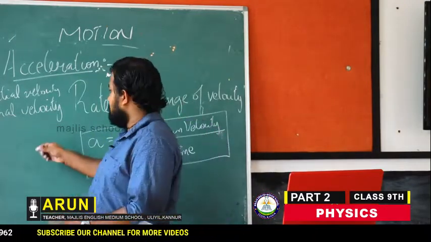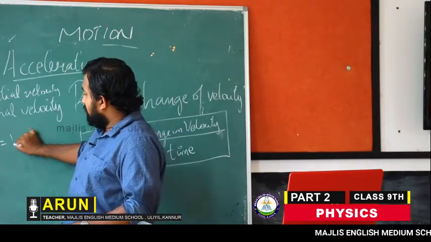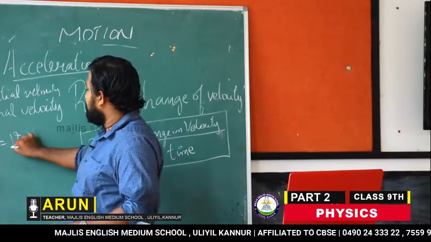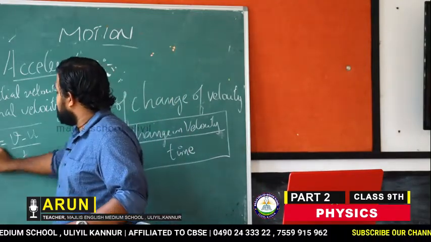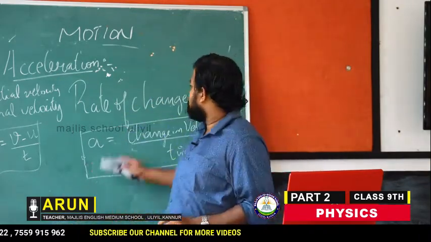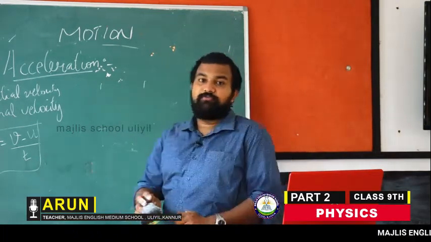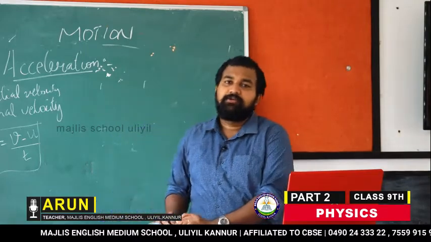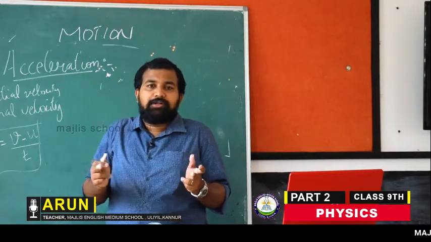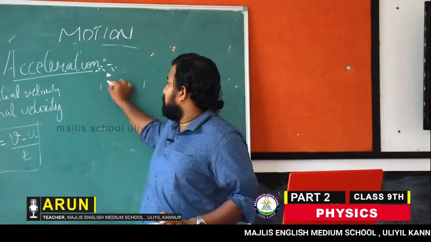So how can we write the equation? The equation can be written as acceleration a is equal to final velocity minus initial velocity, that is the change in velocity, divided by time. This is the equation for acceleration. So acceleration is the rate of change of velocity, and the equation is final velocity minus initial velocity, altogether called the change in velocity, divided by time. Clear?